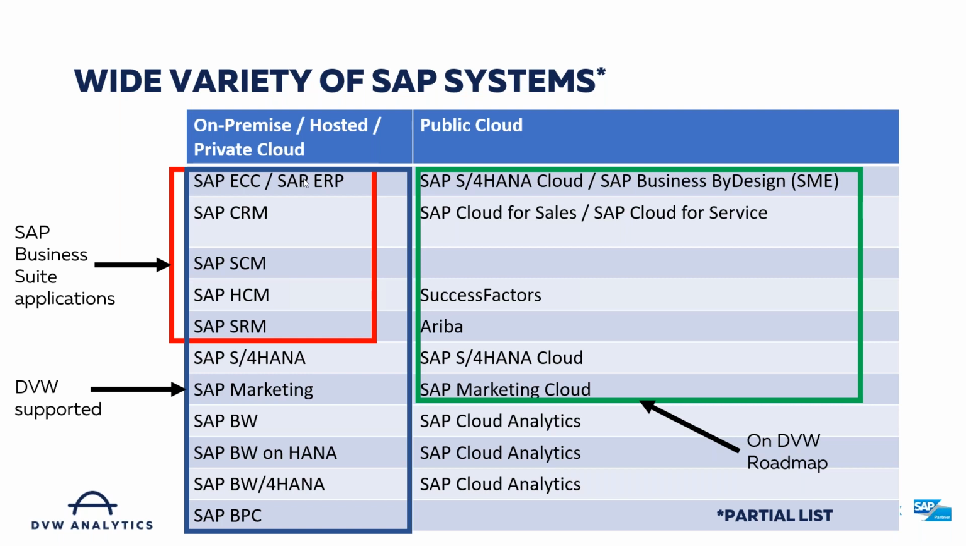So this is a partial list of some of the software components or applications that SAP provide, and anything within this blue box here are systems that we have connected with, we can extract data from, and have a proven track record of working with.